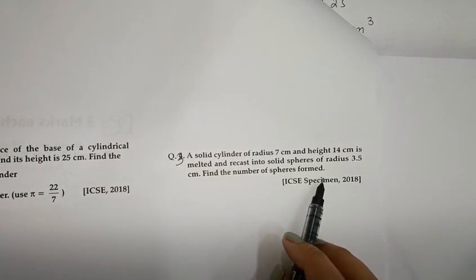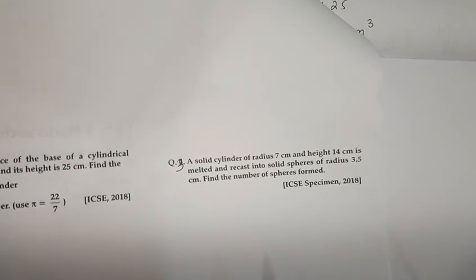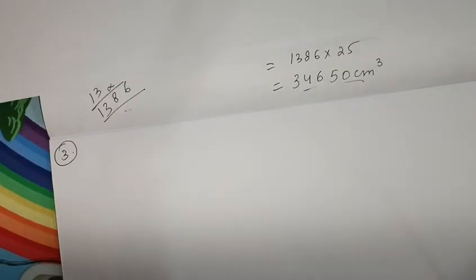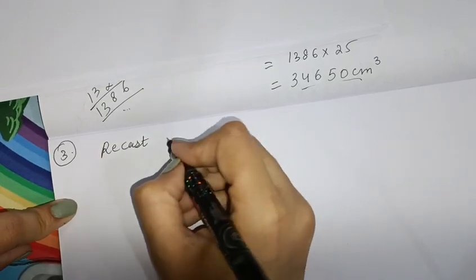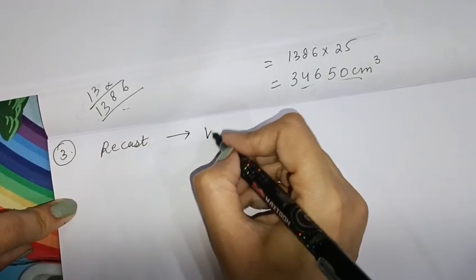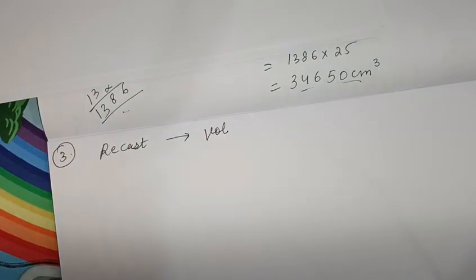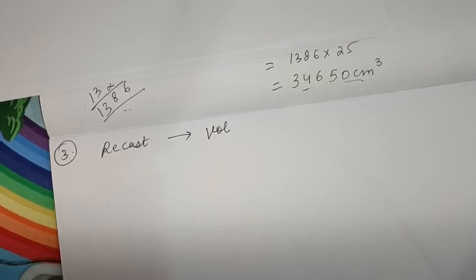Now this question is of recasting. Whenever a recasting type of question is there, you have to use volume only. Remember this as a hint. If the word recast is there, you always use volume, because volume will always remain the same when you are recasting. Recasting means changing one shape into another shape.